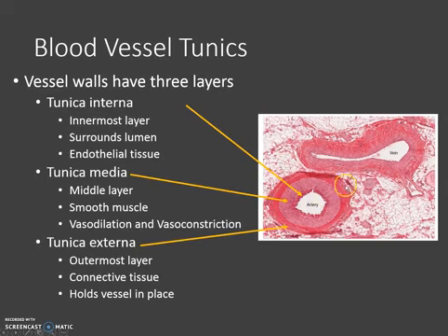Then the tunica externa is the outermost layer, and this is primarily made up of connective tissue, and it helps to anchor the blood vessel in place. So this blood vessel is stuck in this area here because that connective tissue connects it to the surrounding tissue.